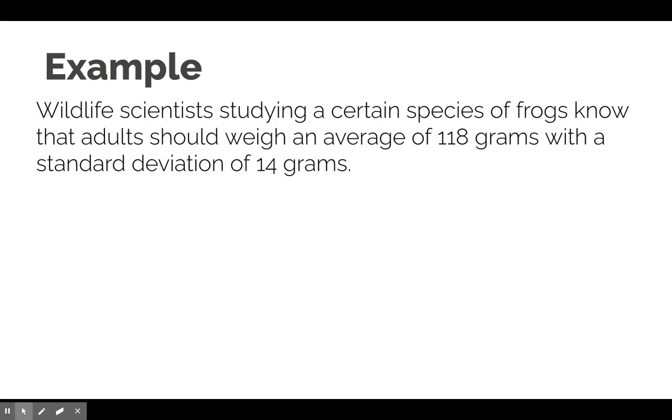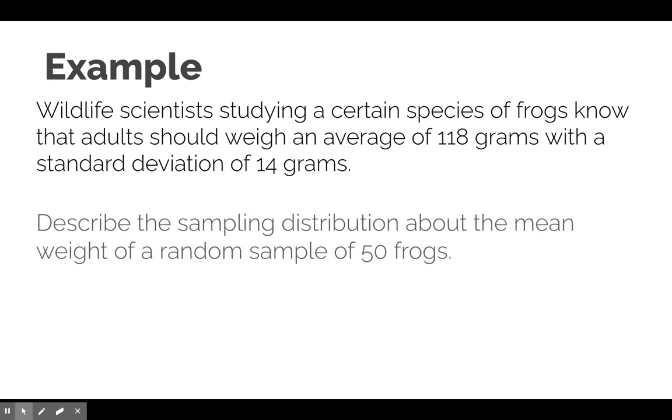Wildlife scientists studying a certain species of frogs know that adults should weigh an average of 118 grams with a standard deviation of 14 grams. So if we were going to describe the sampling distribution about the mean weight of a random sample of 50 frogs, we would have to use those formulas. So if we're going to describe the sampling distribution, that means what's the shape, what's the mean, what's the standard deviation.